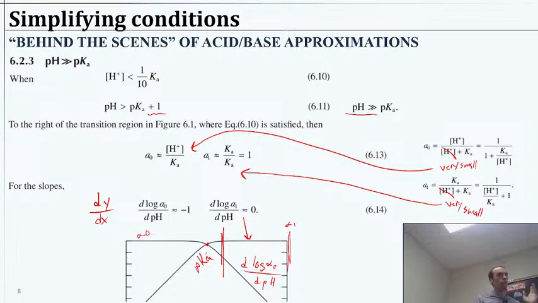Okay, following all that, that makes sense? So we can do the same type of consideration for the left side of this.